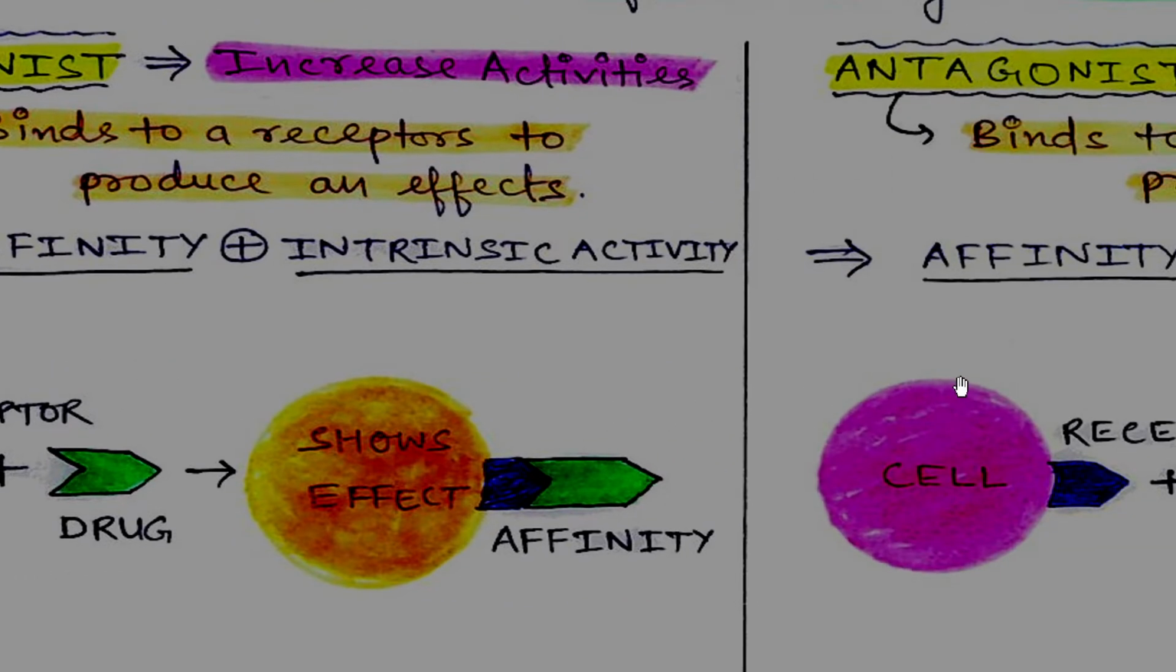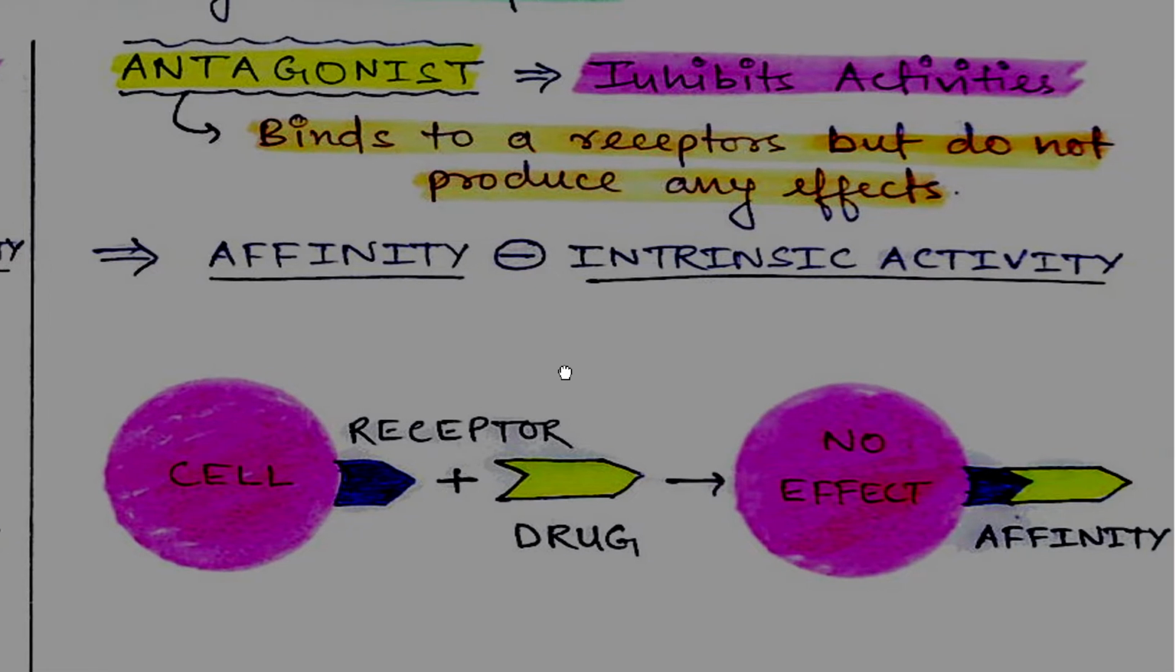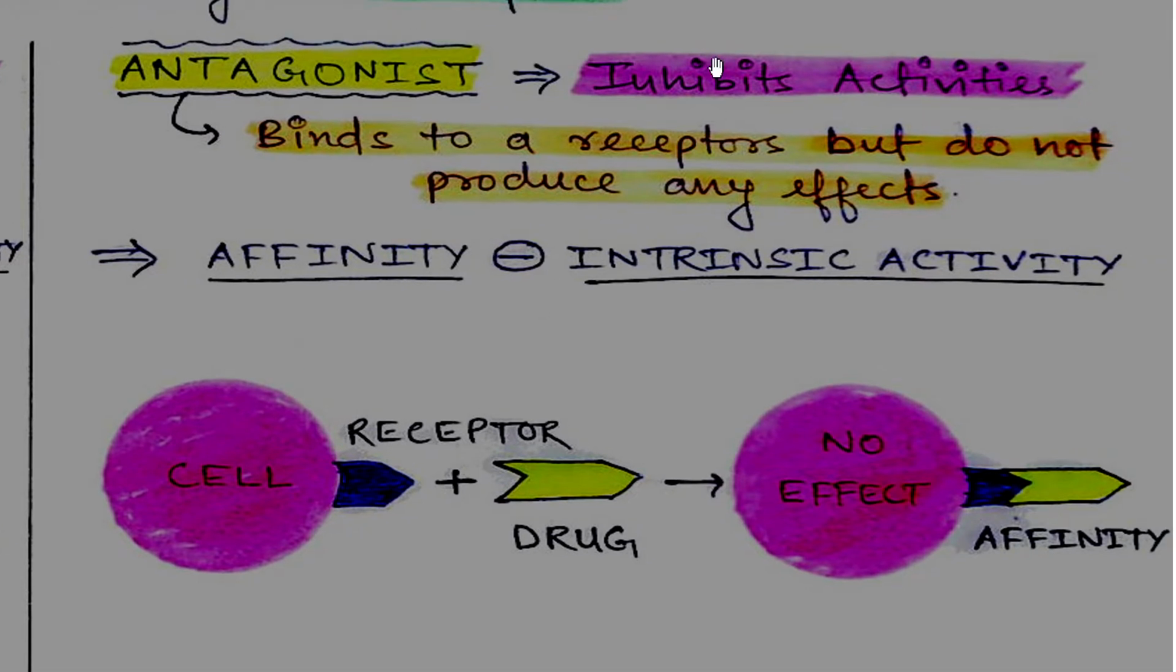Now let us understand what is antagonist. It is just opposite of it. That is, it inhibits the activity. When drug binds to a receptor but does not produce any effect. Here you can see that affinity is there, but there is no intrinsic activity. Like when drug binds to the receptor of the cell, it shows no effect, but affinity is there. That is called as antagonist.